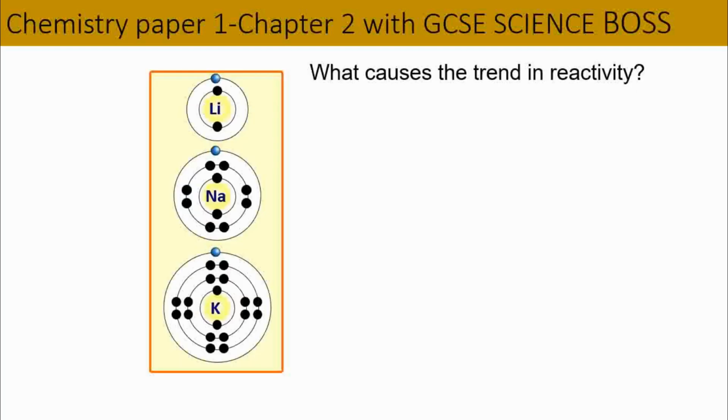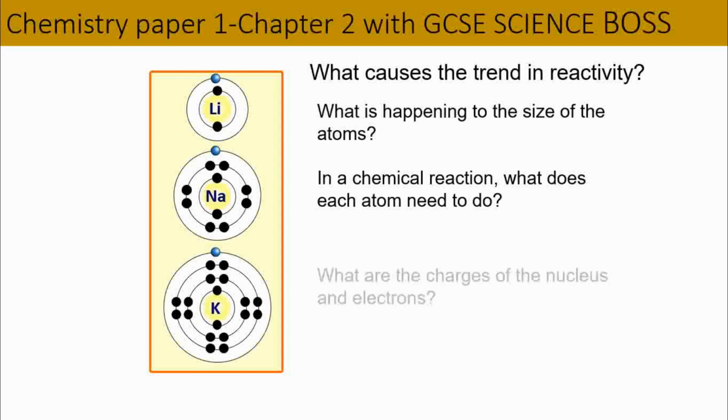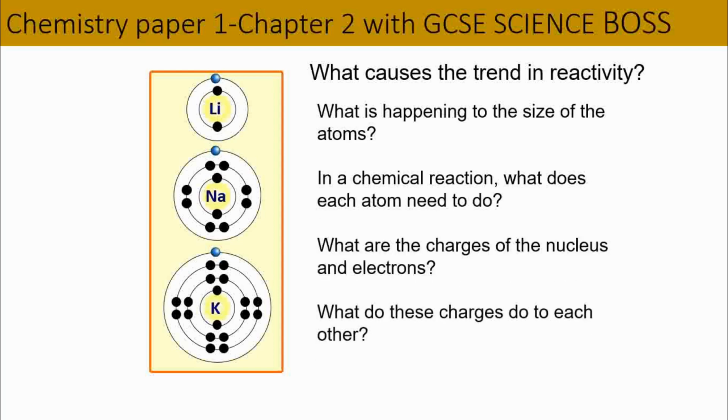Okay, good. Now, why is it that it becomes more reactive? In order to know why, you need to think about the following when answering questions about this. As you go down the group, the atom gets bigger. And remember that in order for group 1 metals to react, they need to lose their outer electron. But that outer electron is held on by the protons in the middle of the nucleus.